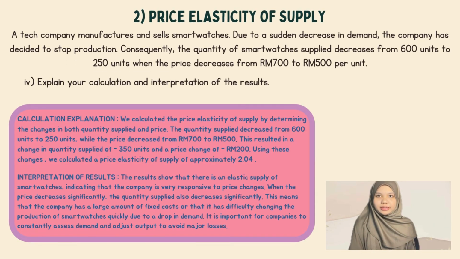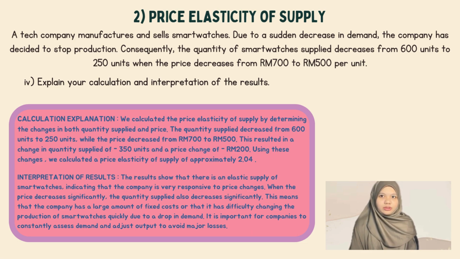Explain your calculation and interpretation of the results. For the calculation explanation, we calculated the price elasticity of supply by determining the changes in both quantity supplied and price. The quantity supplied decreased from 600 units to 250 units, while the price decreased from 700 ringgit to 500 ringgit. This resulted in a change in quantity supplied of negative 350 units and a price change of negative 200 ringgit. Using these changes, we calculated a price elasticity of supply of approximately 2.04.